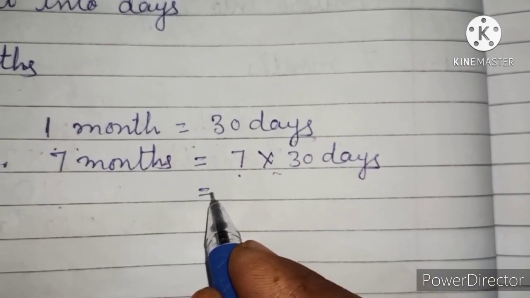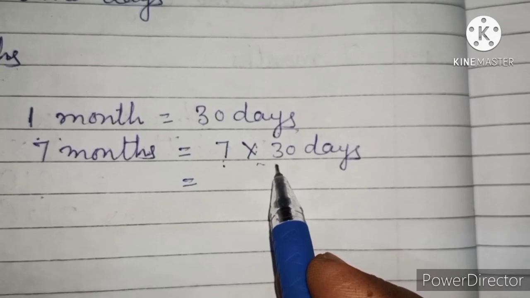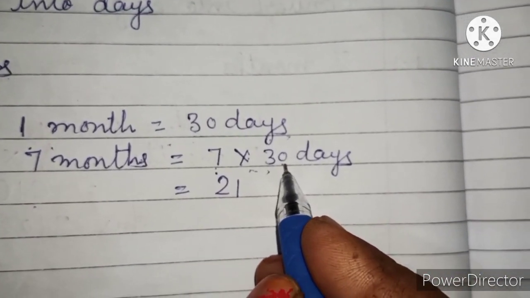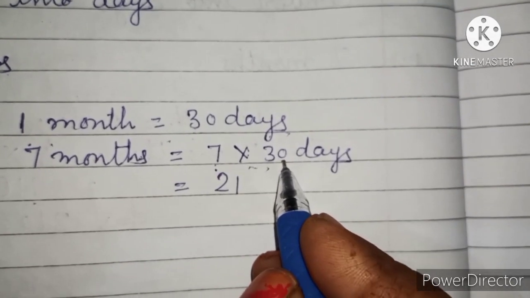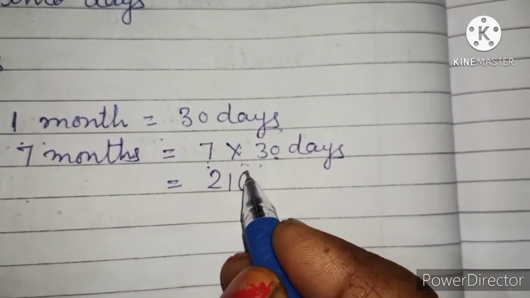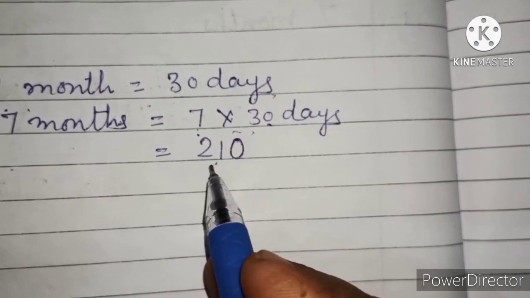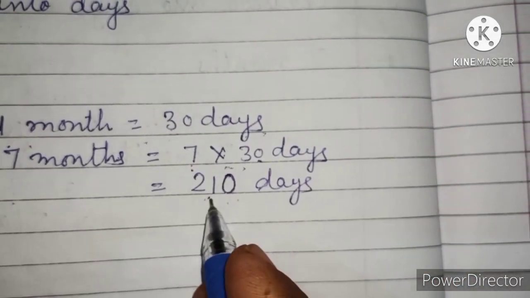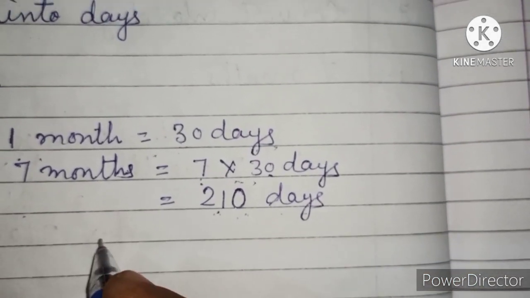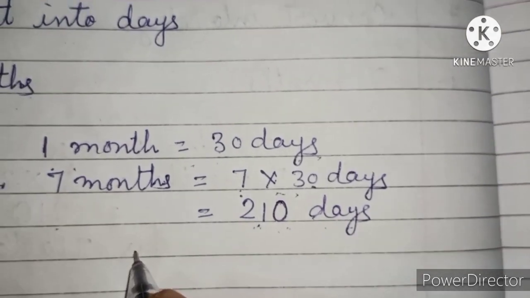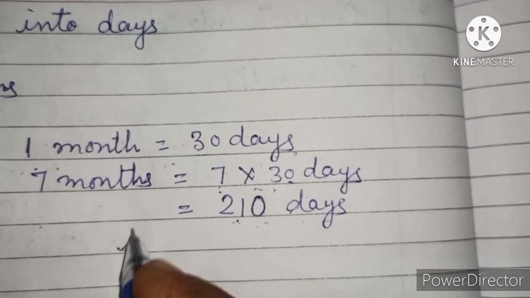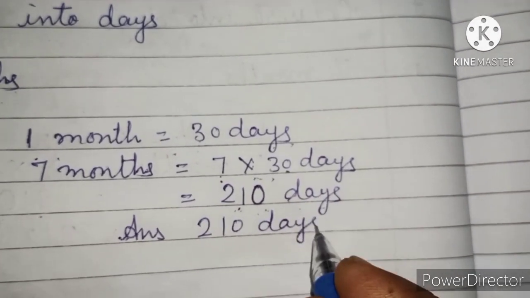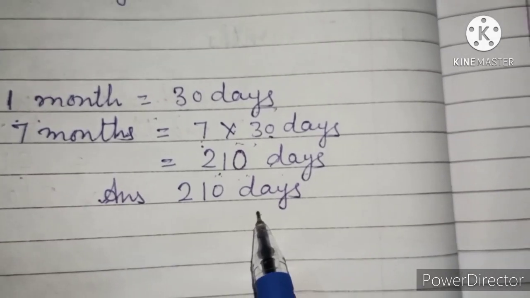Okay? So 7 3s are 21. Here 1 zero, here 1 zero. So we will put here 1 zero. So the answer will be 210 days. Now we have to write the answer here: 210 days. Clear?